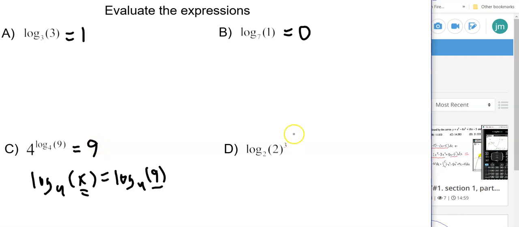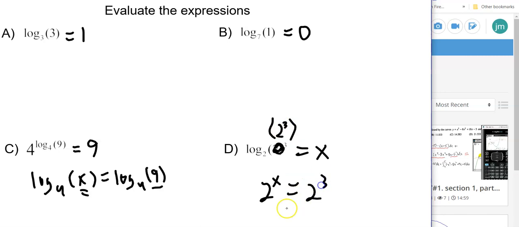Okay, in this one, you might just see the property. Again, if you saw the property, you might just go, oh, the answer is 3. If you don't see that, you can always just put equals x here and change the form. This would be 2 to the x equals the other number. This should have been written as 2 to the third inside of there. So 2 to the third. So x must equal 3. It's probably obvious at that point. So x is equal to 3 there.